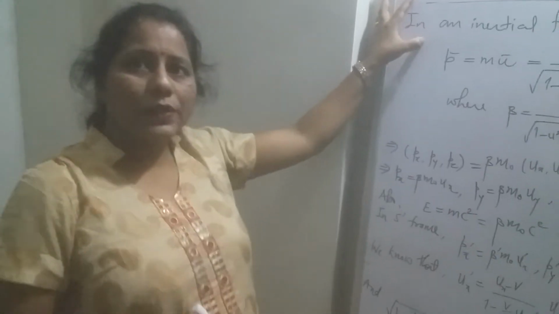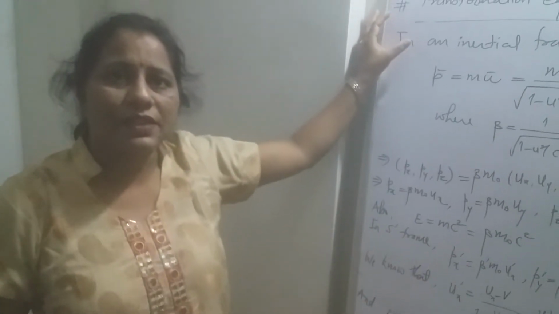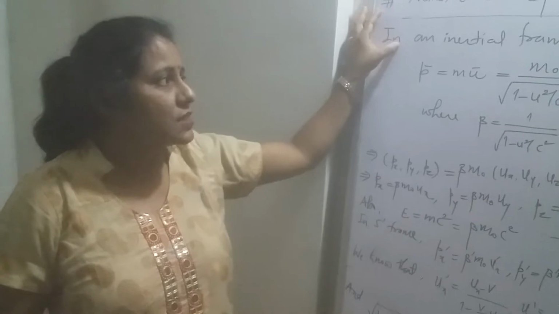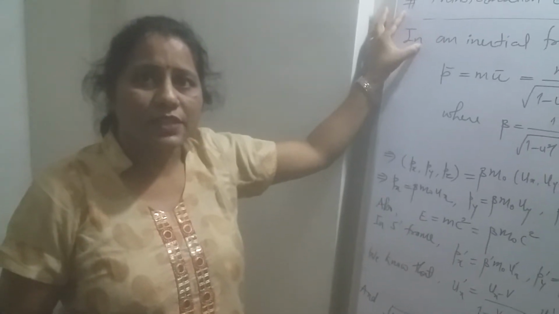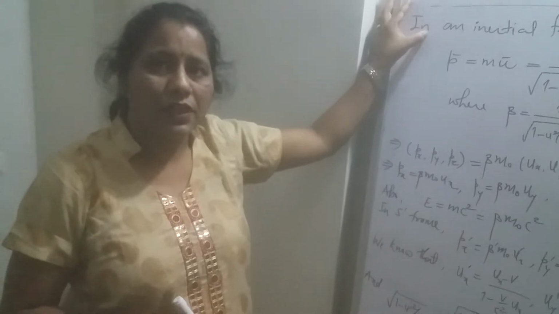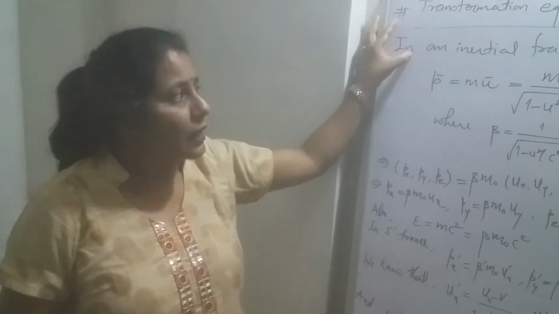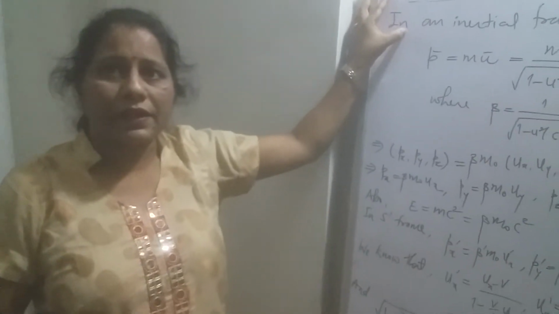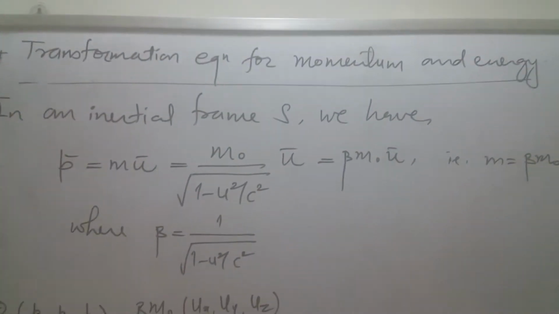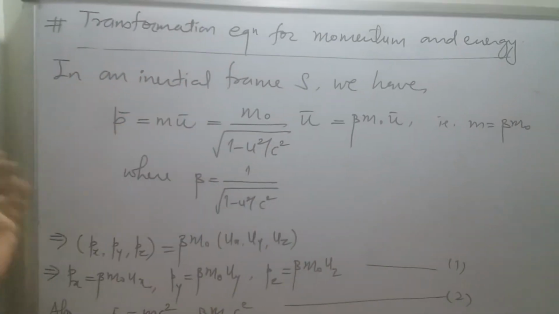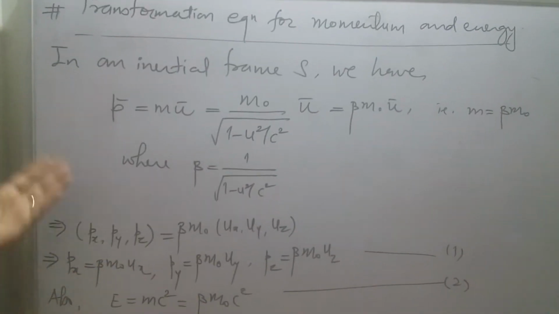Again we consider two inertial frames of reference, capital S and S dash. So let us take S and S dash to be two inertial frames of reference such that S dash is moving with uniform velocity v with respect to S. And here we consider motion of a particle of mass m in S, and with respect to S dash it is having the mass m dash.